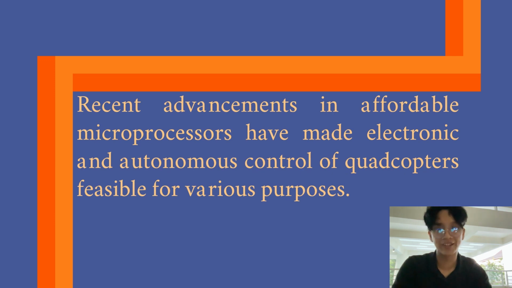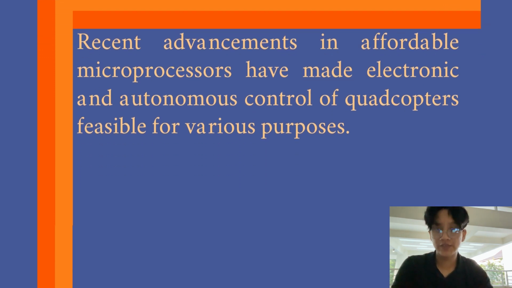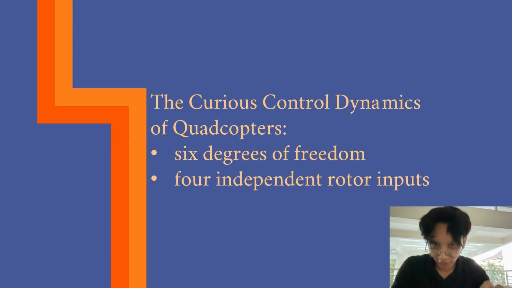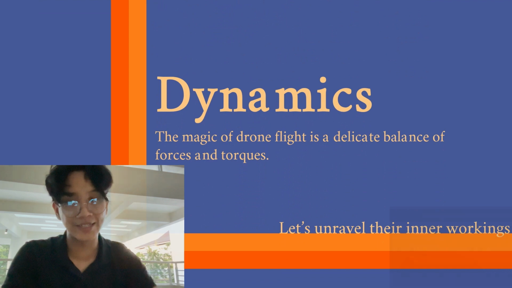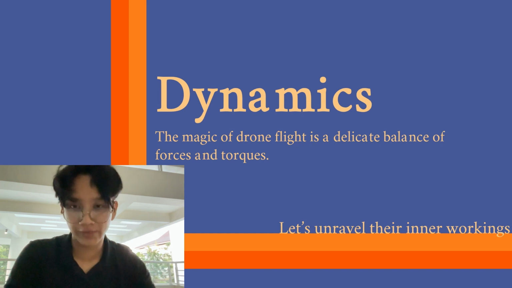revolutionizing their applications. But here's the fascinating puzzle. Quadcopters boast 6 degrees of freedom, yet they're controlled by just 4 independent rotor inputs. This imbalance sparks a web of complex dynamics and intricate aerodynamic effects. Unlike ground vehicles, quadcopters glide through the air with minimal friction, necessitating the generation of their own damping forces for stability.